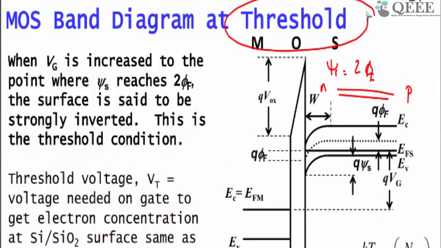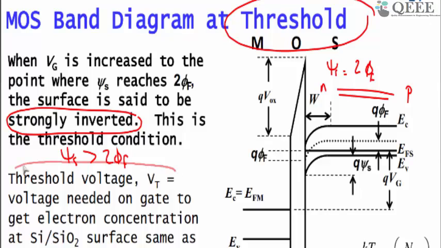You might have heard this name in transistors. It is normally described as the point where the transistor turns on. The same thing applies here. This is the onset of strong inversion. When psi s is greater than 2 phi f, we call it strong inversion, so you have a lot of carriers at the surface.